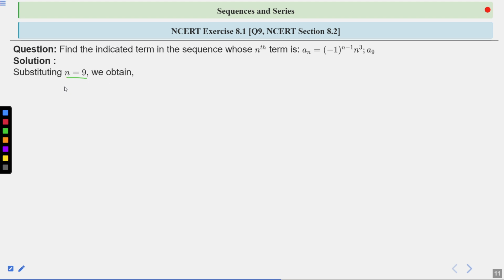Just substitute n = 9. What we obtain? The 9th position term is simply minus 1 raised to the power 9 minus 1 times 9 cubed, using the rule. This minus 1 raised to the power 9 minus 1 becomes 1 and 9 cubed is nothing but 729. And this will be my 9th position term according to the rule.